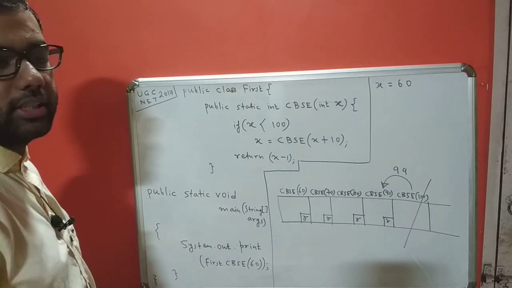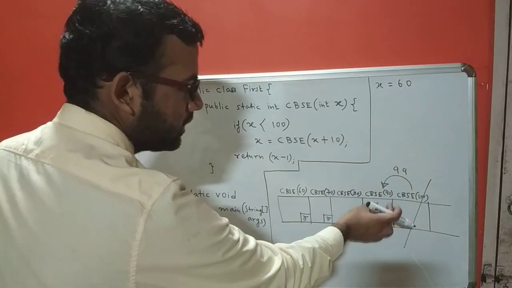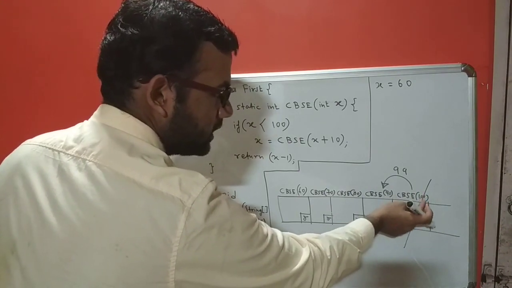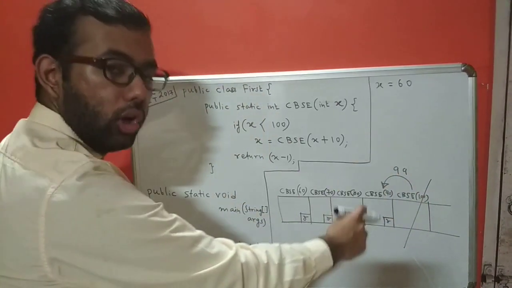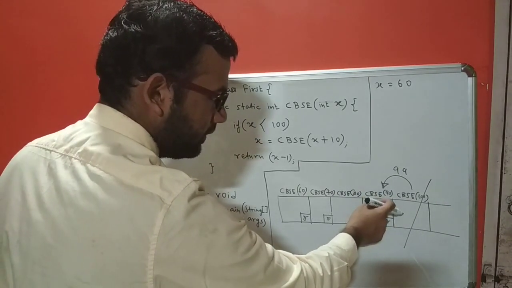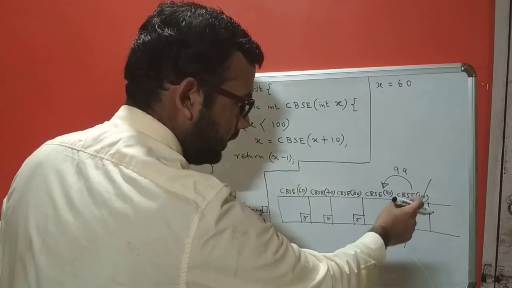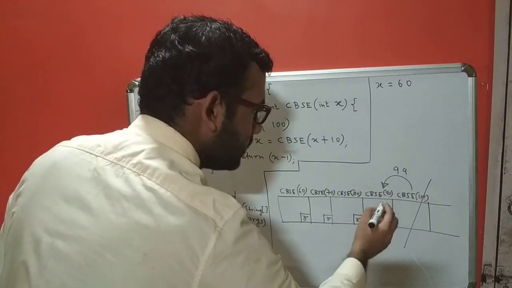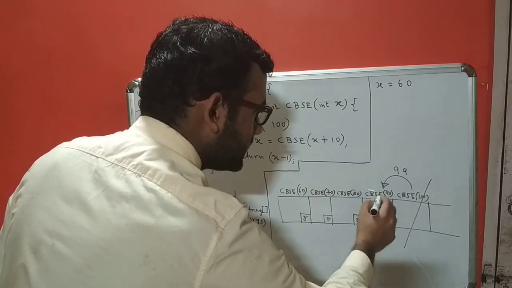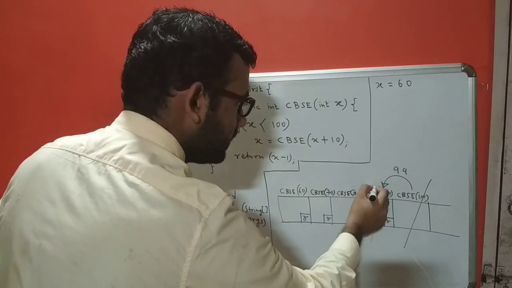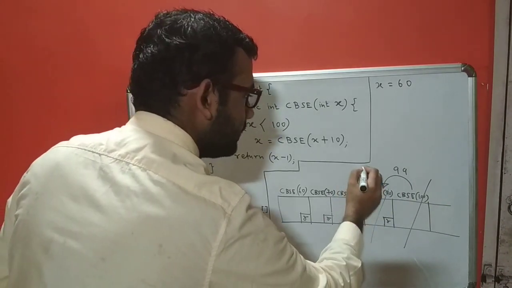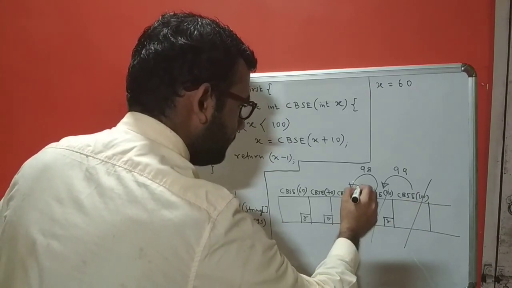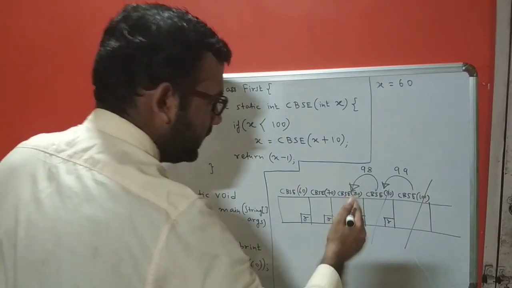Why has it returned it to cbse of 90? Because this was the function that had invoked cbse of 100. So it is the duty of cbse of 100 to return the value to the calling function. So the calling function in this case was cbse of 90 and the called function was cbse of 100. So the called function returns to the calling function, and in this case 99 is returned to 90. So what will cbse of 90 do? It will simply return the value that it received to cbse of 80 for the same reason that I explained for cbse of 100.